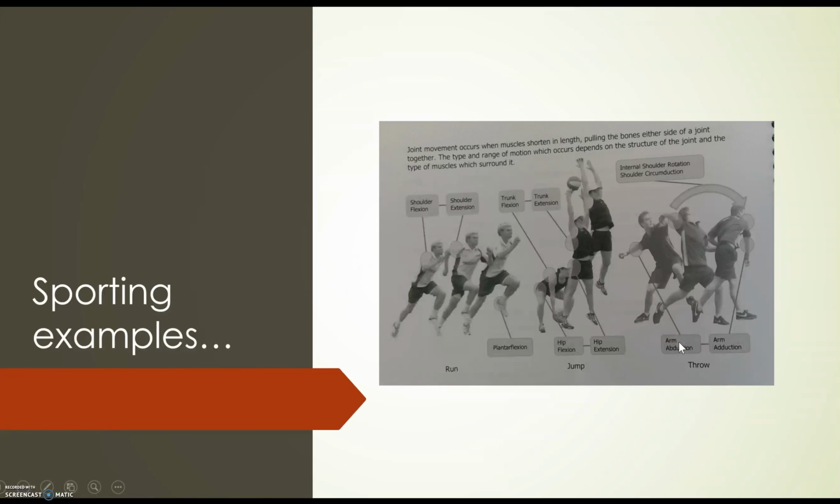The arm abduction here, and as we pull through, the arm adduction. So we're opening and then we're throwing over. And you can see the circumduction at the shoulder.